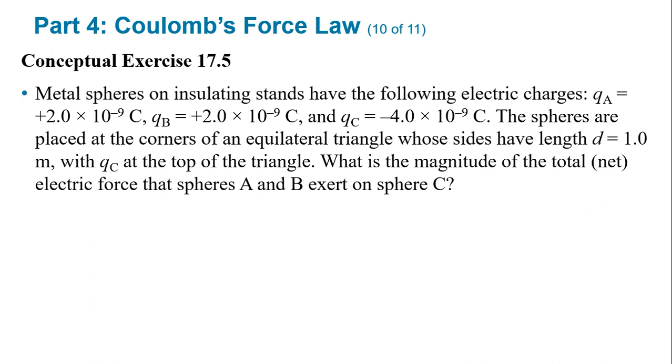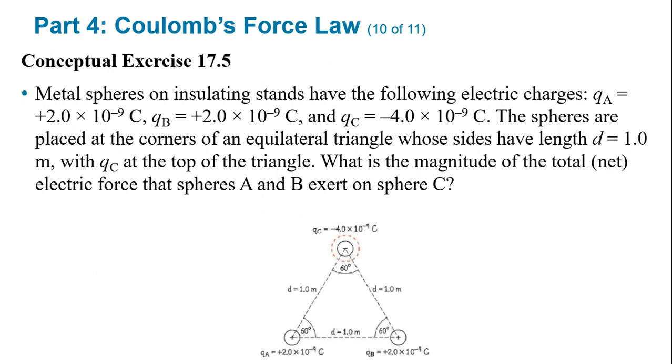The spheres are placed at the corners of an equilateral triangle whose sides have a length d equals 1 m, with QC at the top of the triangle. What is the magnitude of the total net electrical force that sphere A and sphere B exert on each other? Now, this is what the picture looks like. I'm hoping at this point in time, you may have seen a problem just like this, only it has planets.